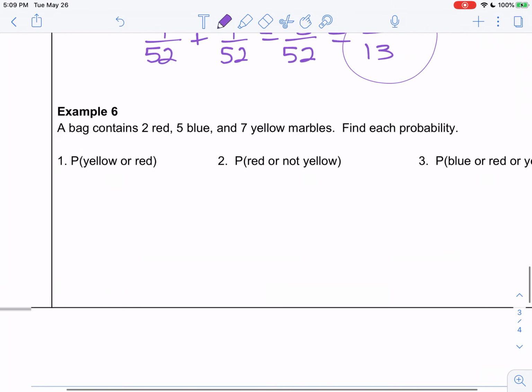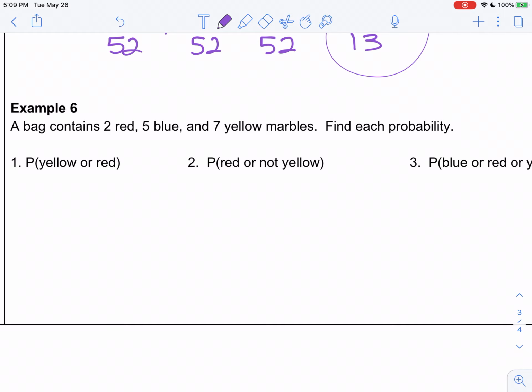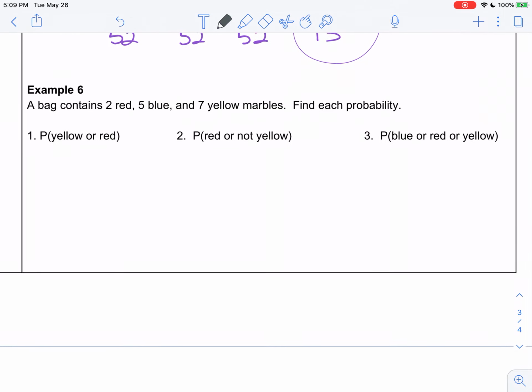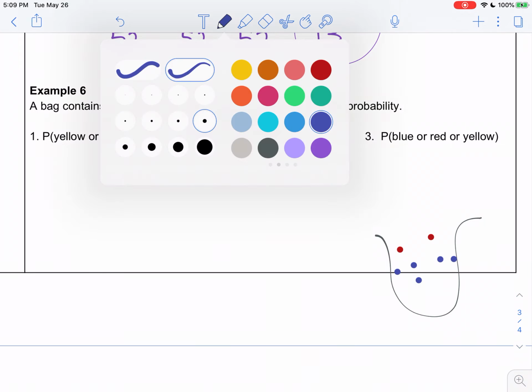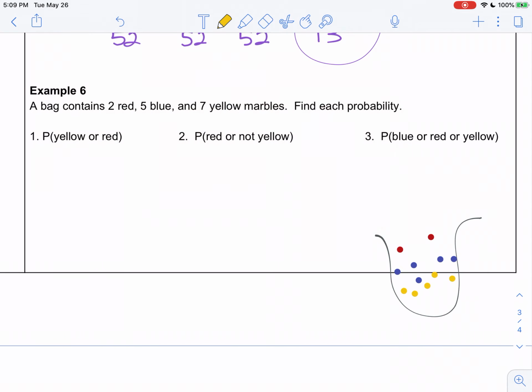All right, cruising along. A bag contains, so we'll get my bag diagram going again. Okay, my bag has 2 red marbles, 5 blue marbles, and 7 yellow marbles. Find the probability of each. Okay, so taking a look, probability of yellow or red. It is impossible to get a marble that is yellow and red at the same time. And if I count them up, there are 14 total marbles in that bag.